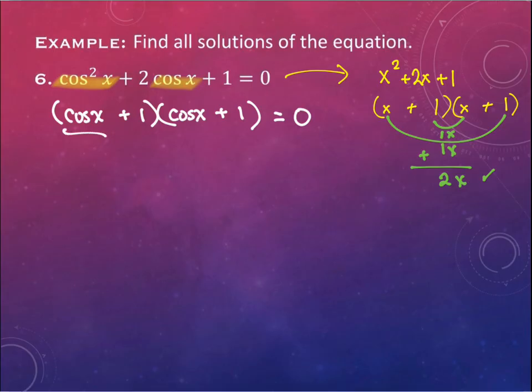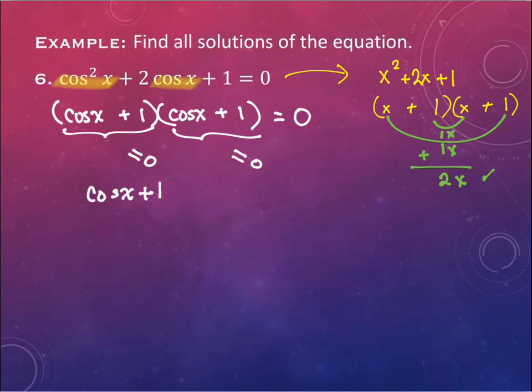What we do next then is we have what's called the zero property of multiplication. It says if these two things multiply together to be 0, one of them had to be 0 to start with. Now they happen to be the same thing. That's not always going to happen. So in general, you're going to have two things that are multiplied and you're going to set each one of them equal to 0 and you're going to solve each one of them. Here they're the same, so I only need to do it one time.